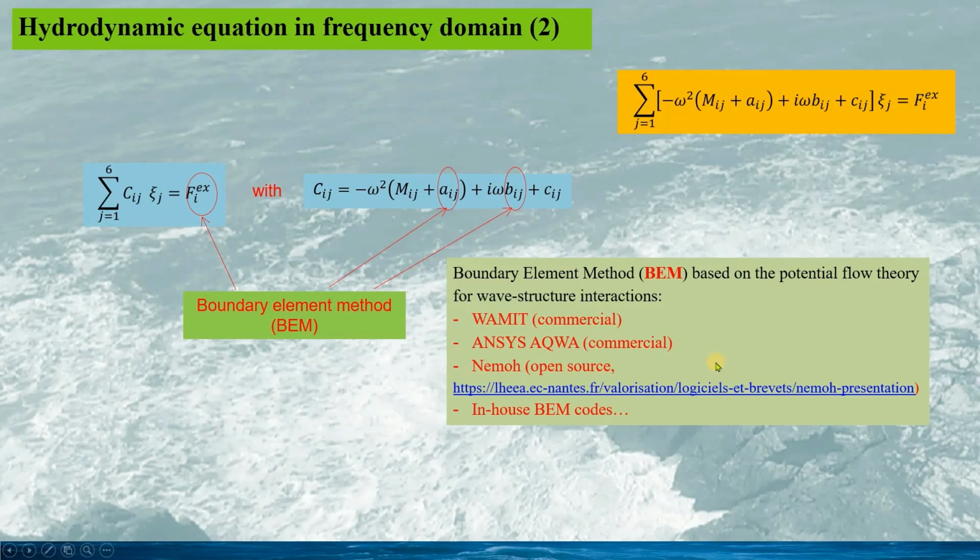NEMOH is an open source code which can be downloaded from this website. In many ways, NEMOH is very similar to WAMIT, but not as powerful as WAMIT. In addition, there are many in-house BEM codes developed in different organizations, such as in many universities. And the other parameters, capital Mij and Cij, can be calculated if the structure is given.